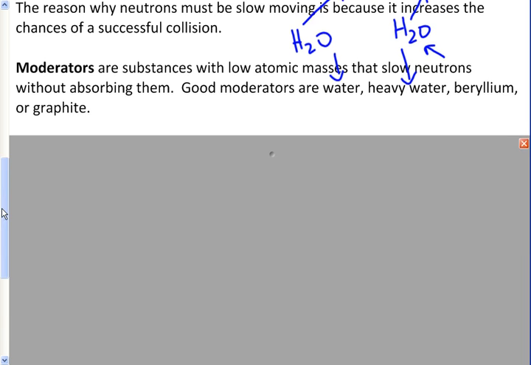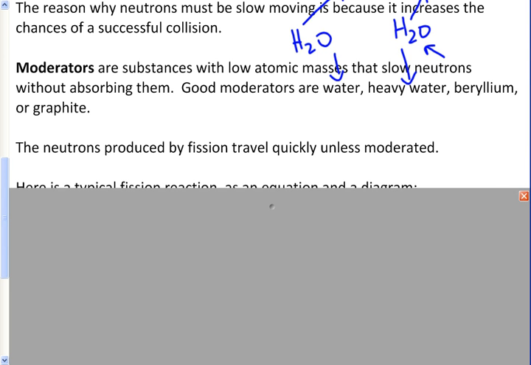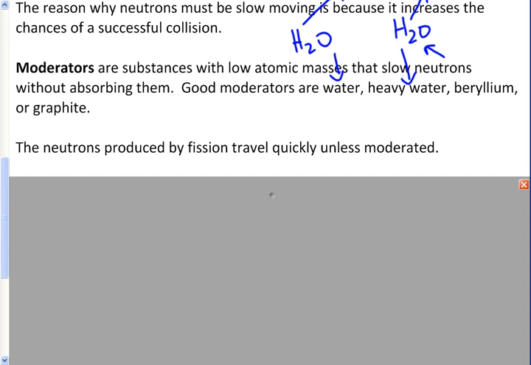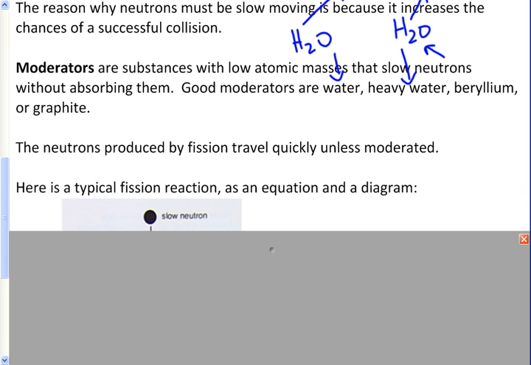So again, moderators just slow neutrons down so that fission can become possible. The neutrons produced by fission travel quickly unless they are moderated. So when the neutrons from a fission reaction get expelled, they get expelled at very, very high speeds because of the massive amount of energy that gets produced. So we need these moderators there in order for more fission to happen.